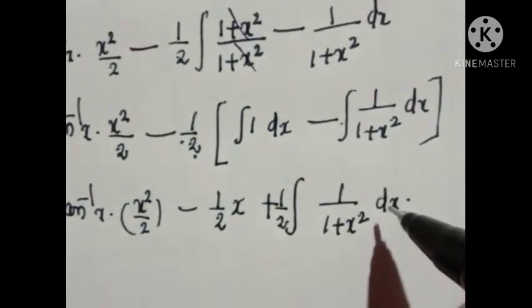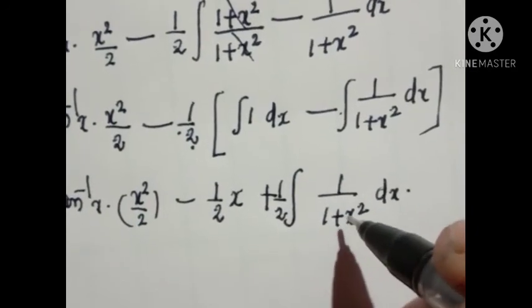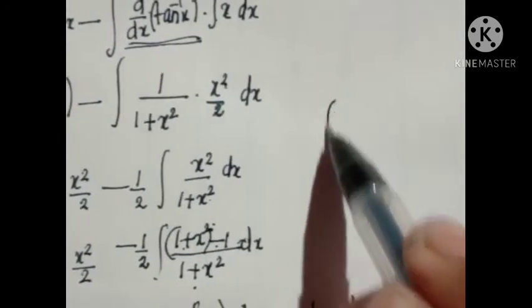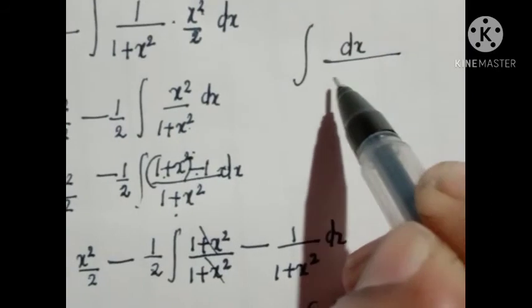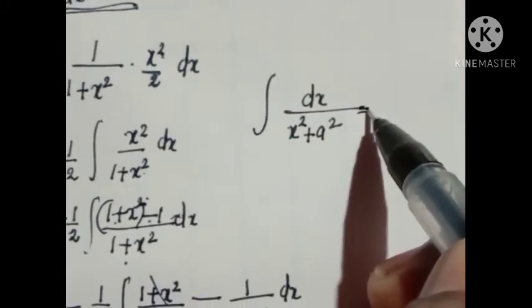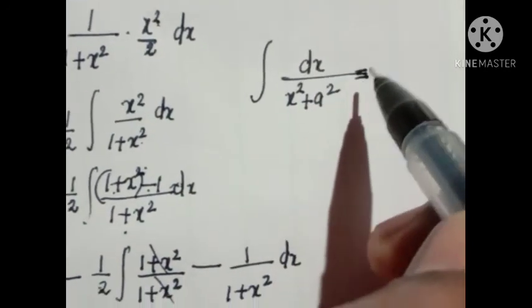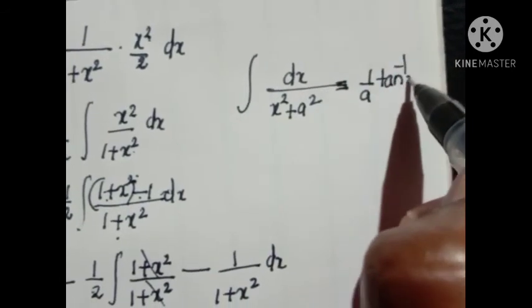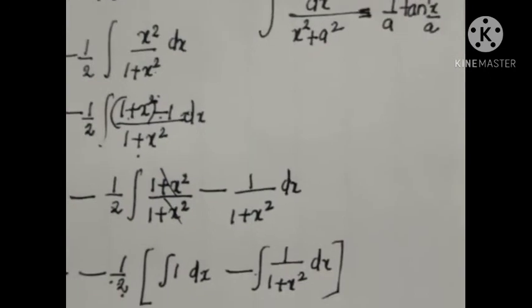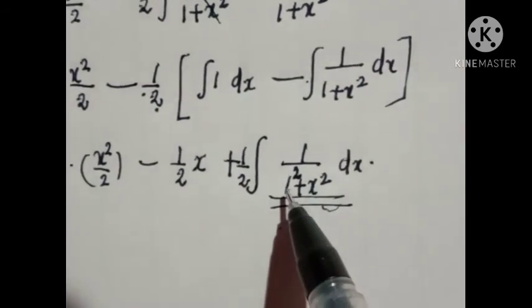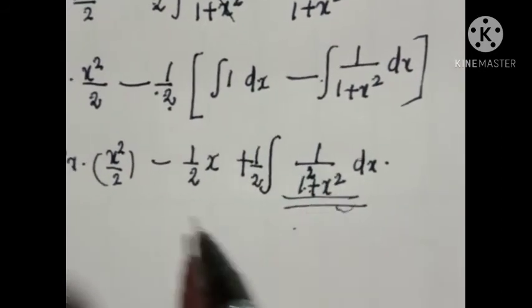Now listen, this integrand 1/(1 + x²), this 1 can be written as 1². So it is of the form integral dx/(x² + a²), where a is a constant. So this is equal to 1/a tan⁻¹(x/a). So this integral is equal to 1/a. What is the constant here? 1. Tan⁻¹(x/1).